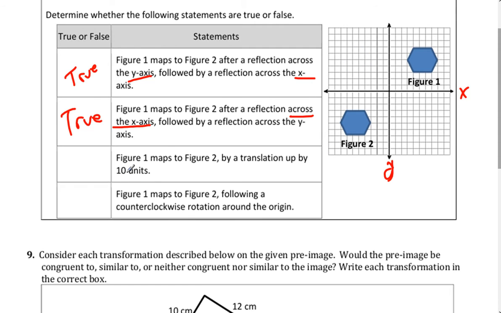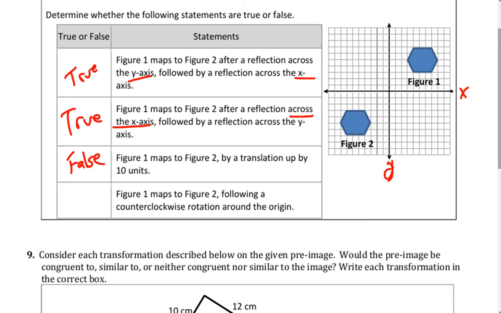Figure 1 to figure 2 by a translation up by 10 units. If I take this guy and I go up 10 units, is it going to look like that? Well, no, it's going to be way up there somewhere. No, that does not work. Even if you're looking at this one to that one, straight up 10 units just puts it up here somewhere. That's not going to work either.